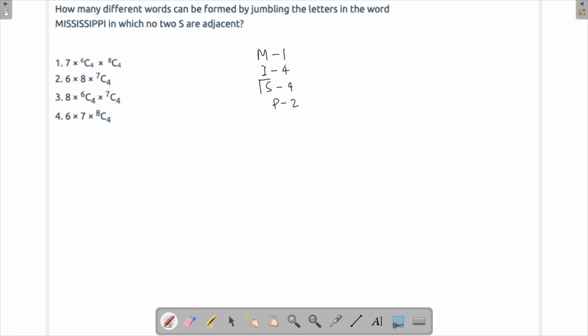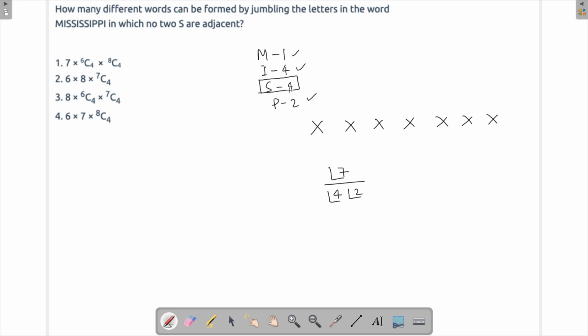Now what we want is that we don't want the S's to be adjacent, right? So for that, first we will rearrange the seven letters other than S. So we have seven places: 1, 2, 3, 4, 5, 6, and 7. If we arrange these letters, like 1, 4, and 2, they can be arranged in 7 factorial upon 2 factorial into 2 factorial ways. And why is that? Because these letters are repeated, so they are duplicates, and they can be arranged in so many ways.